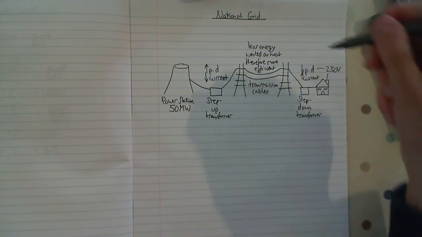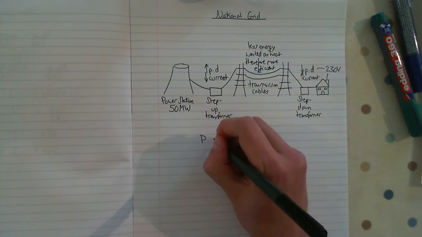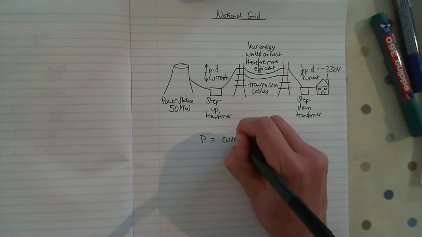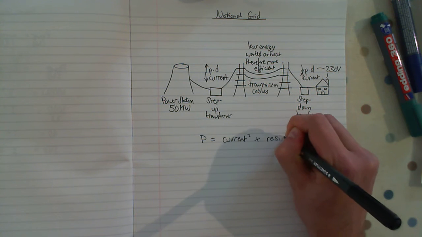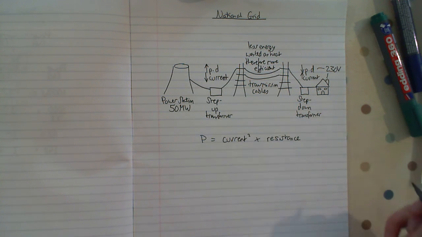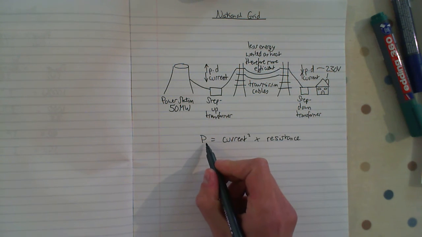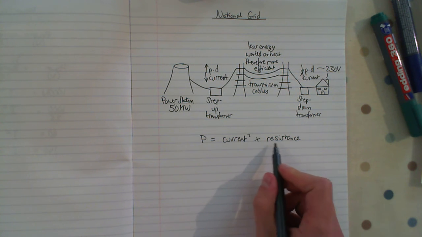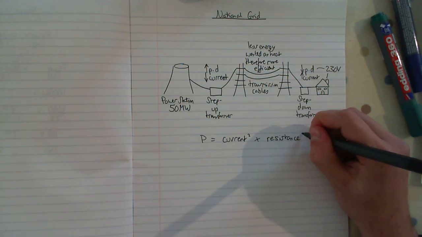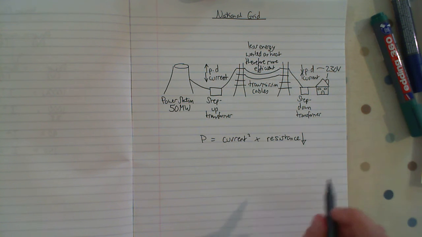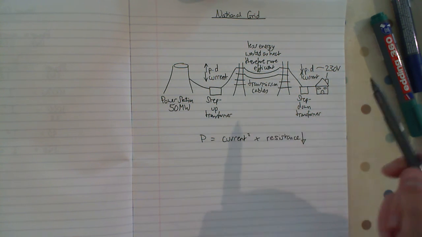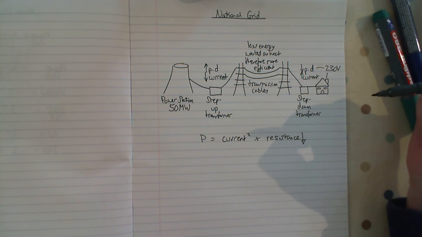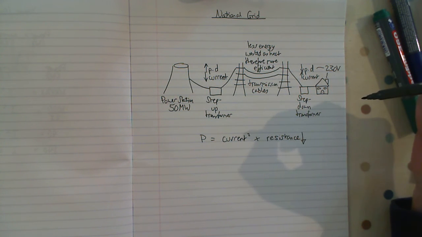To calculate the energy wasted as heat, we use power equals current squared times resistance. The power wasted is equal to the current squared times resistance. So if we decrease the resistance, we get less power wasted. That's why we use metals with very low resistance, so they don't get as hot, so we lose less energy as heat, therefore it's more efficient.